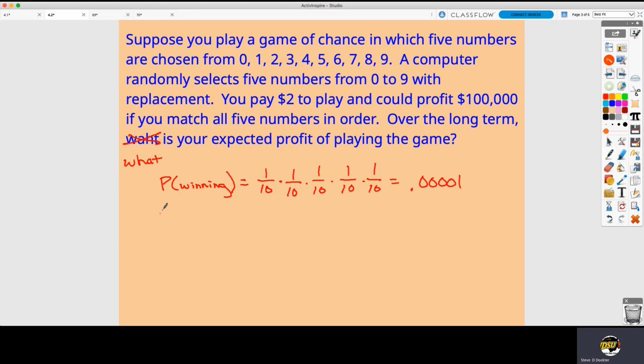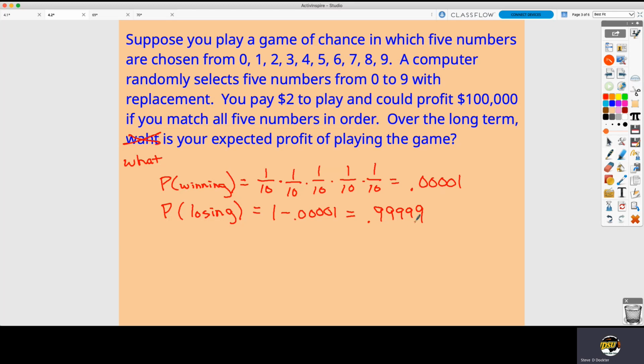All right. The other thing that we're also going to need for this is the probability of losing. All right. Well, for this, you can either win or lose, right? So if the probability of winning is this, we can just go 1 minus that to get the probability of losing, which would be 5 nines there.